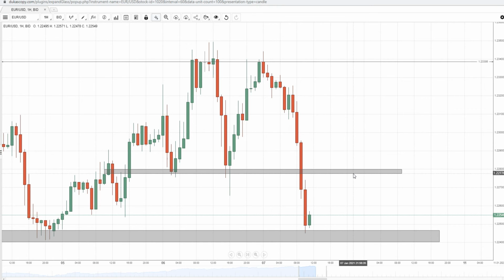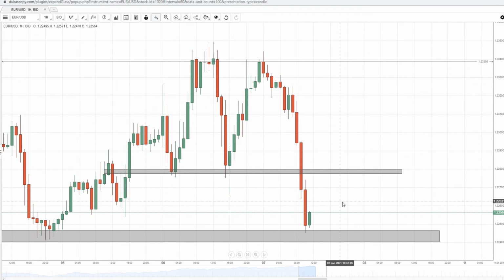Around this region, 1.2280. This is where I would like to sell the Euro USD. Why? The price breaks, comes to retest. So when it retests it, then you start seeing resistance form. So you know that previous support has already become resistance. Then you can short, put stop loss, and take profit right into the downside.